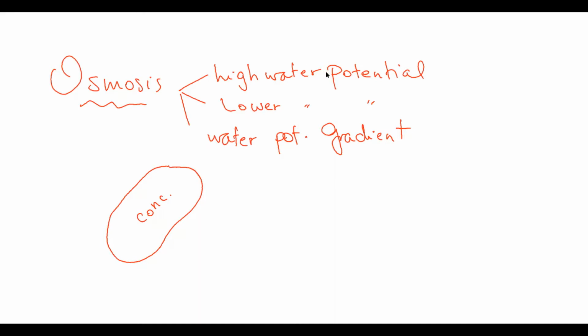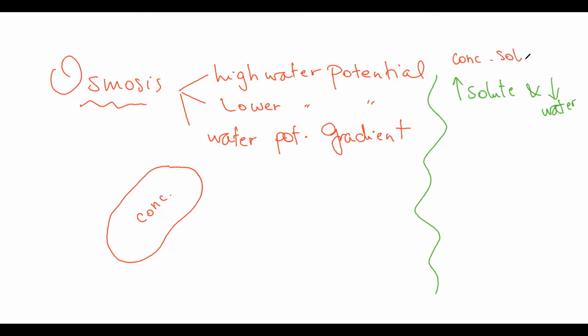So let us here agree on something. If we have high solute and low water, this is called a concentrated solution. Now, if I have the opposite, I have low solute and high water, we say that this is a dilute solution.